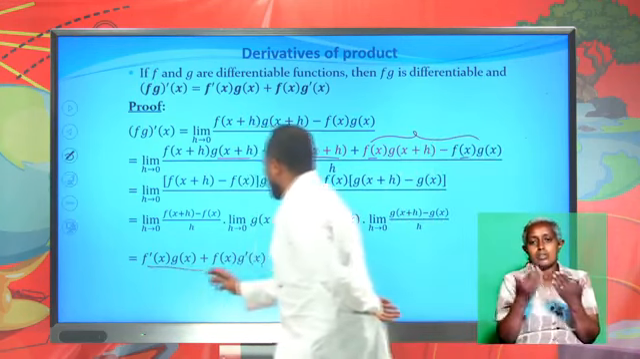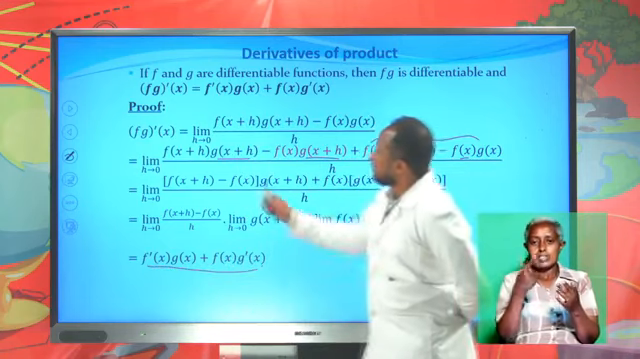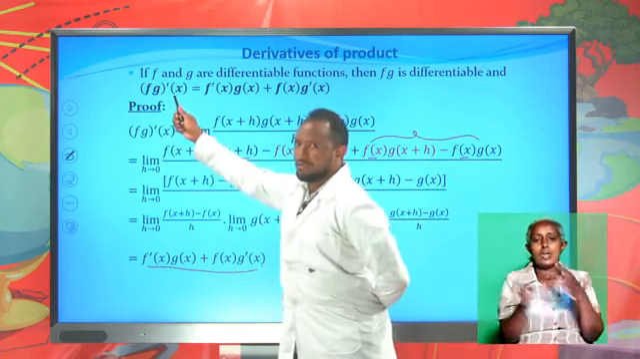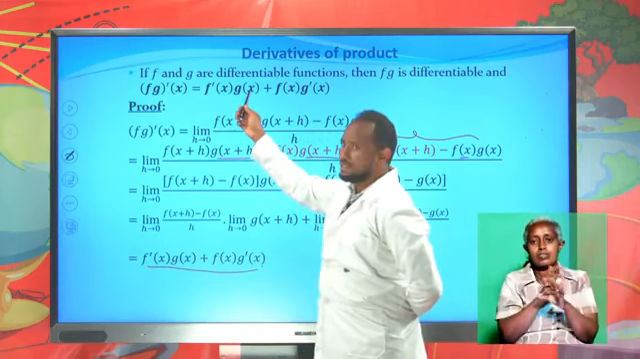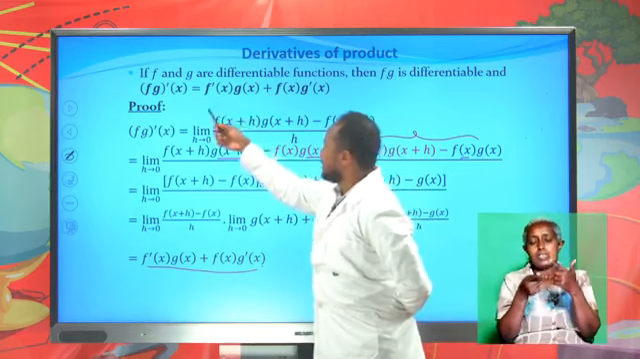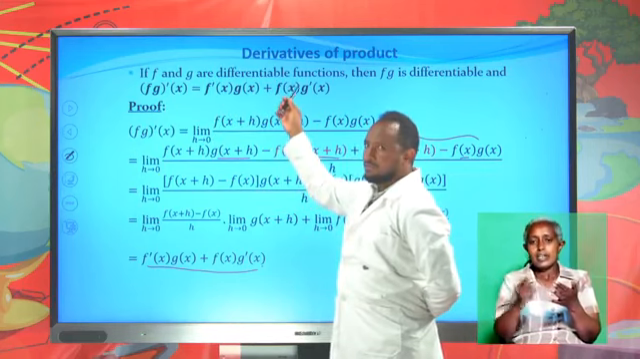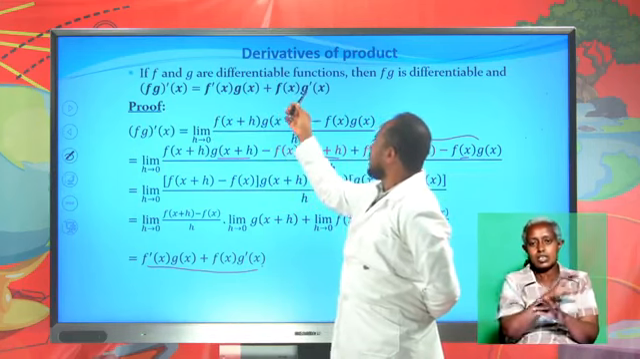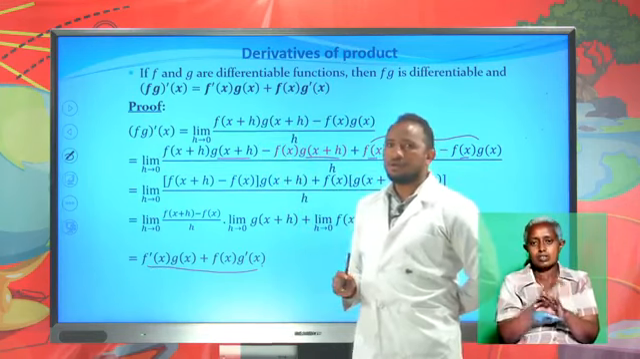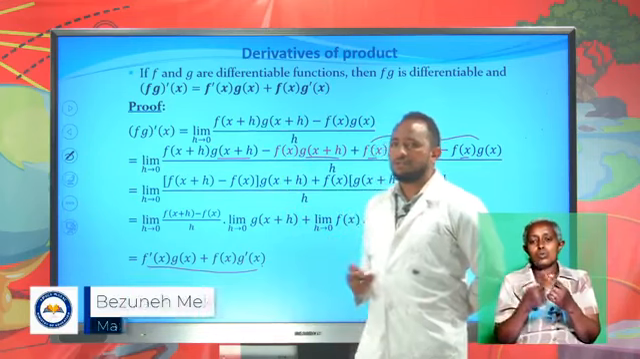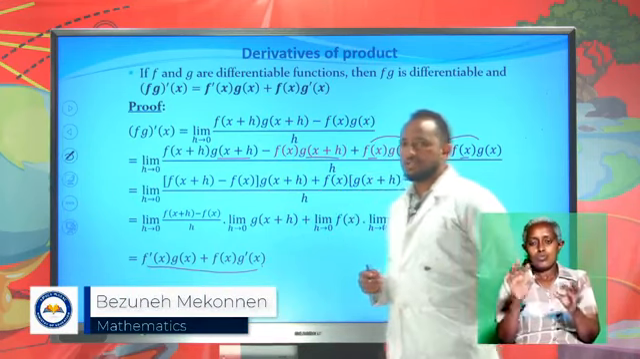So simply, to find the derivative of a product function, take the derivative of the first function and multiply it by the second, plus, write the first function times the derivative of the second function. So this is how we derive the product rule for two functions. Now let's see an example for this.